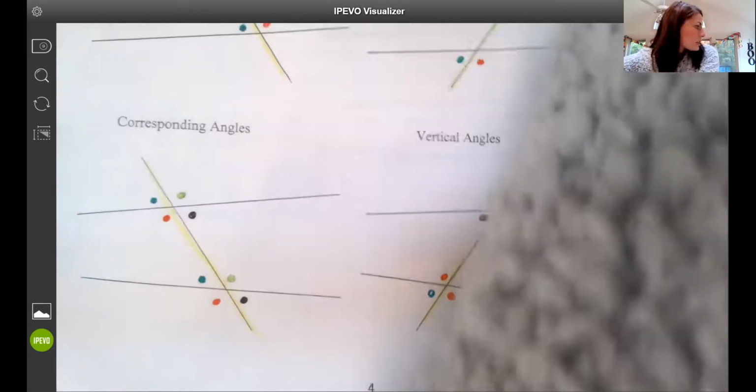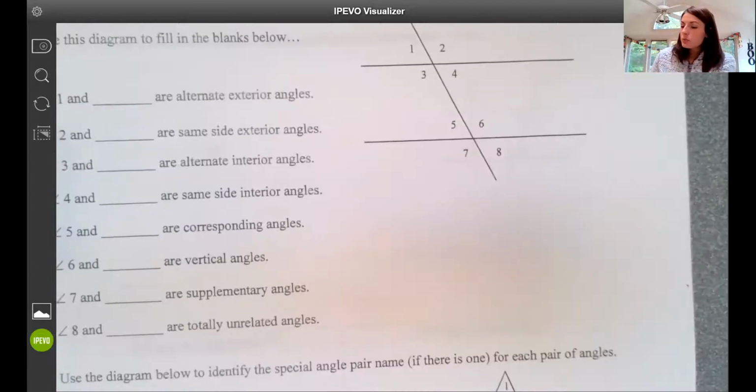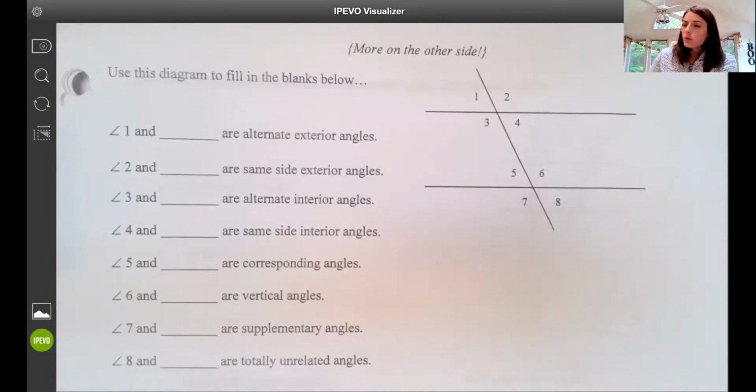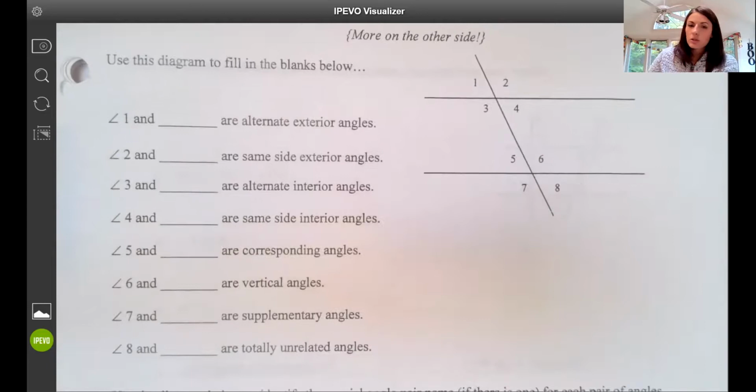So we're going to get some practice with this. If you flip this over, there's a diagram. So if you're using a blank piece of paper, I'm just going to give you a minute to draw that.